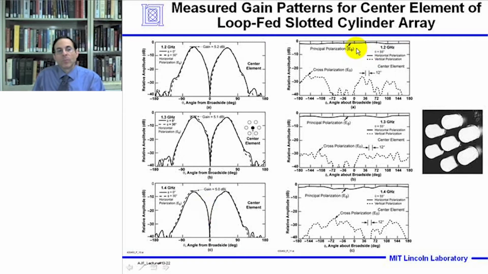On the right, we show the measured azimuthal patterns for the horizontal component E phi. We expect to have nearly constant gain, which is shown here, and the cross-polarized component E theta is down by greater than 20 dB over the band. So these omnidirectional patterns were taken at theta equal 55 degrees from broadside. So this type of radiating element exhibits good wide-angle steering capability.